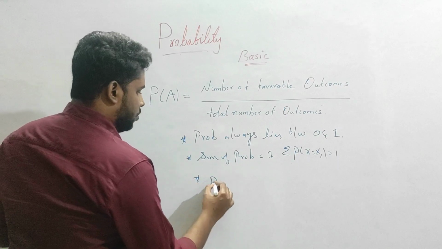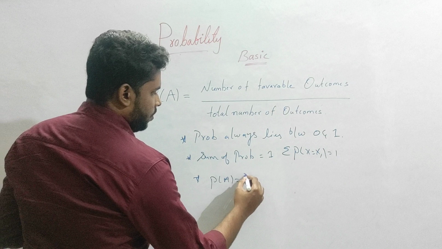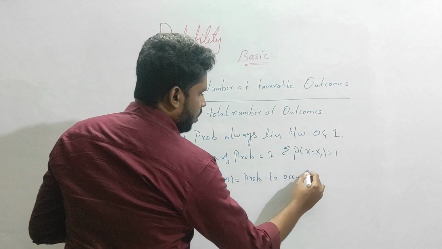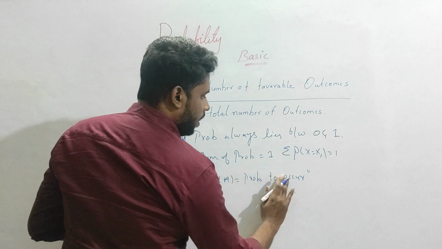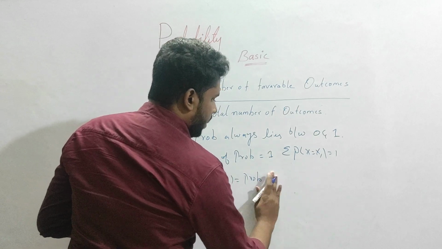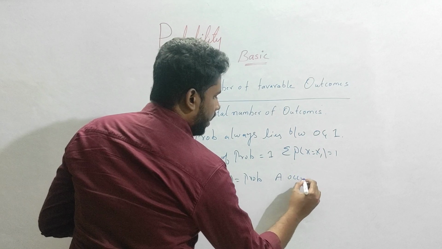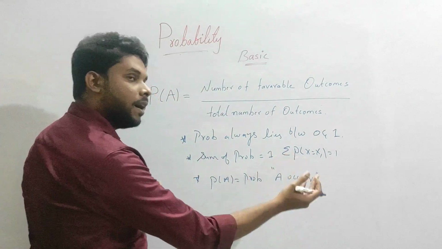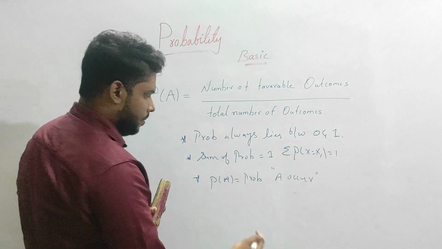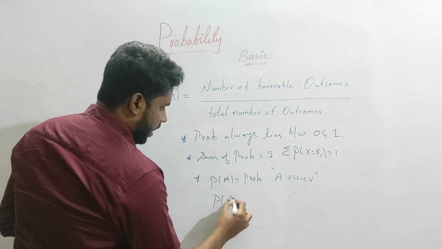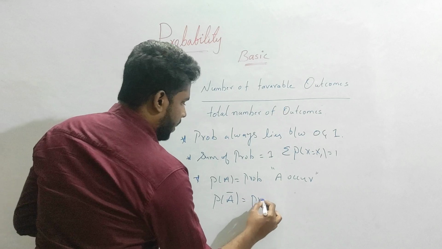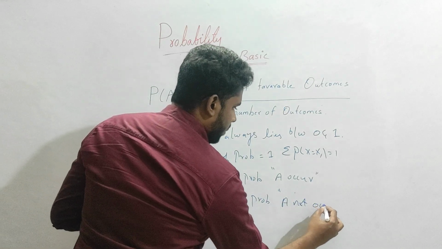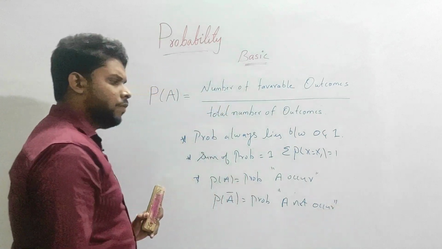Now, one more thing. For example, this P of A represents the probability that A occurs, or A will happen. This A bar represents the probability that A doesn't occur. A does not occur. So what does it mean?